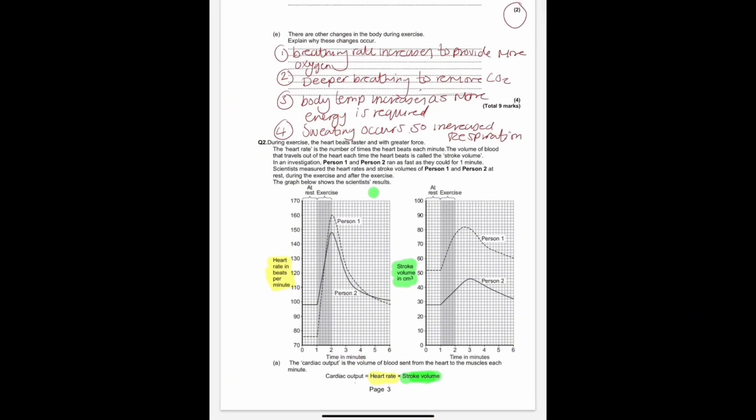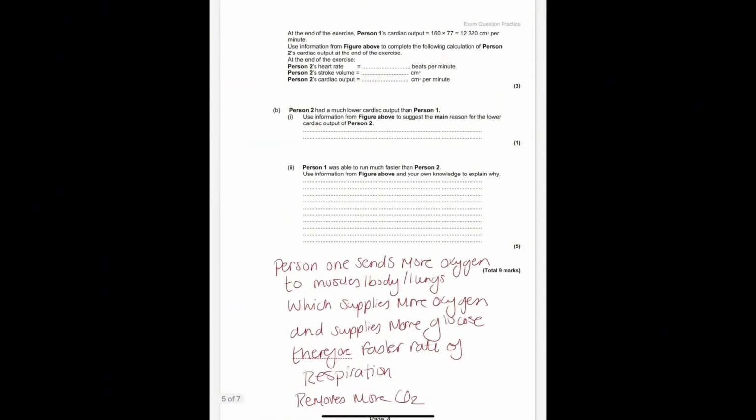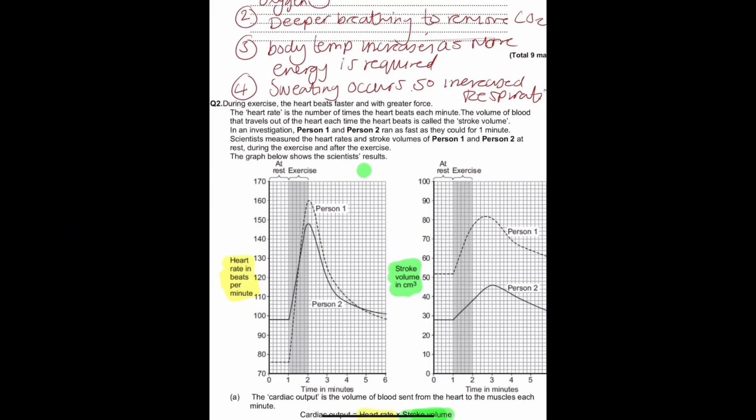Now, the person 2's heart rate that we're going to work out on this first graph is going to be 148, and I'm going to show you how I work that out. So this is person 2, which is the solid line, and here we can see when they are exercising, it is going to be 148.